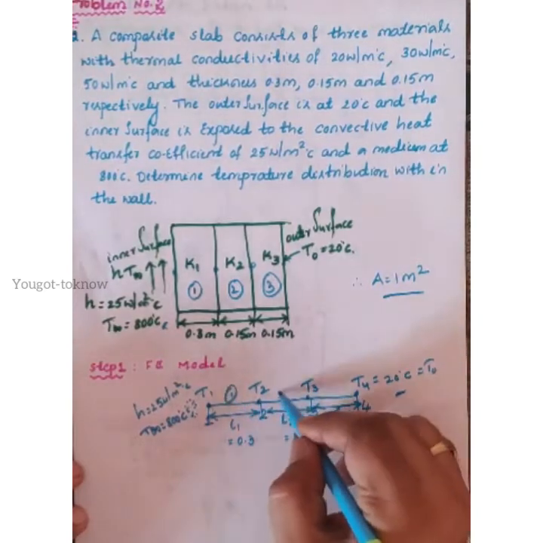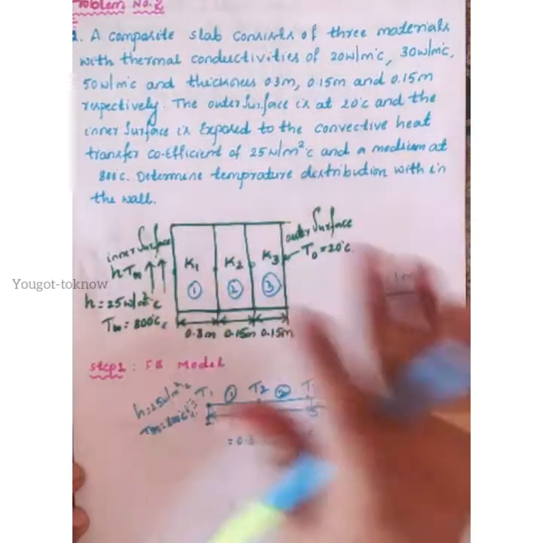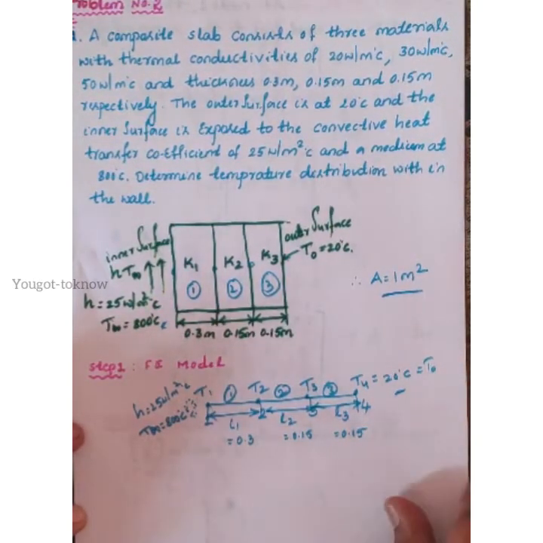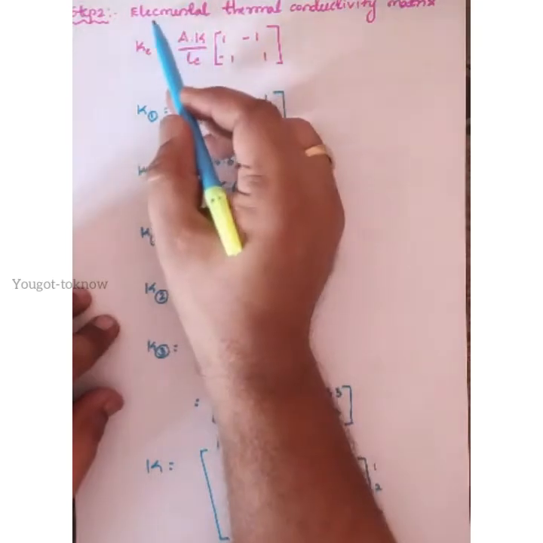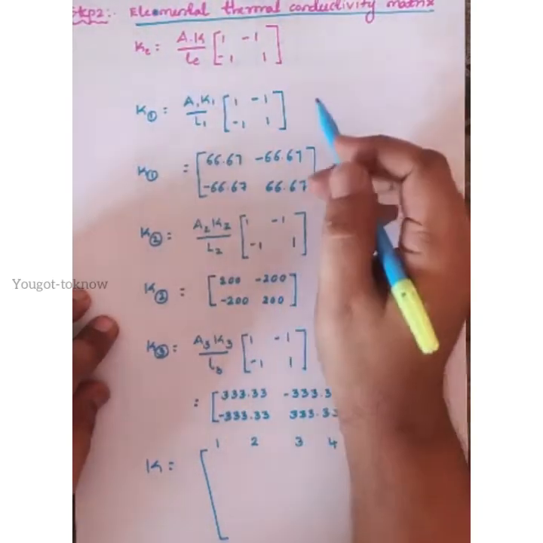Now how many elements? 1, 2, 3 elements. Now what do you want to do? First, if you want to solve the problem, you should calculate your conductivity matrix. What is your conductivity matrix? The elemental conductivity matrix. Now we know how to calculate the elemental conductivity matrix. That is your step 2. Now come to your elemental thermal conductivity matrix.